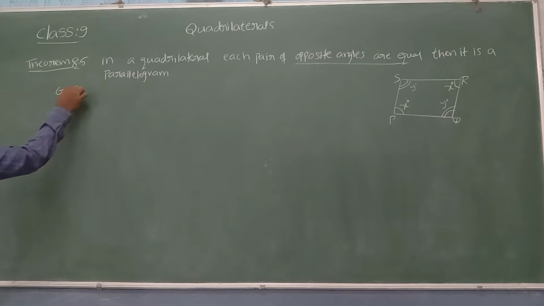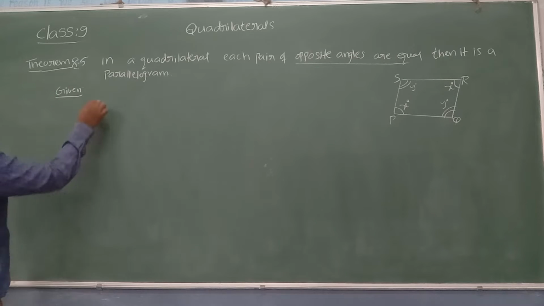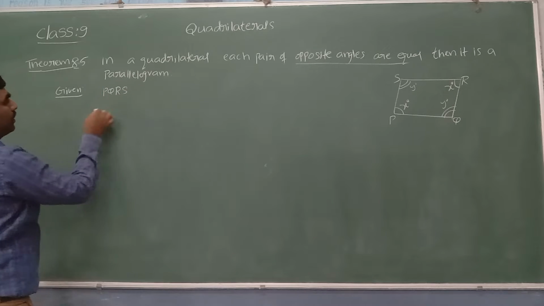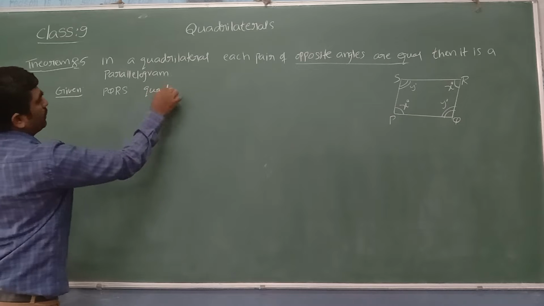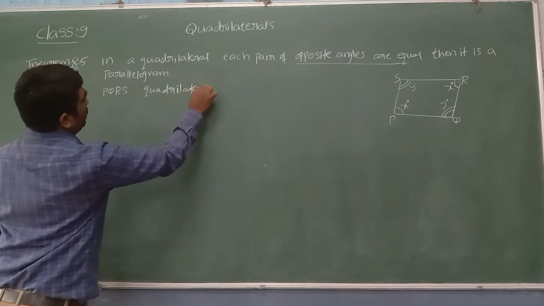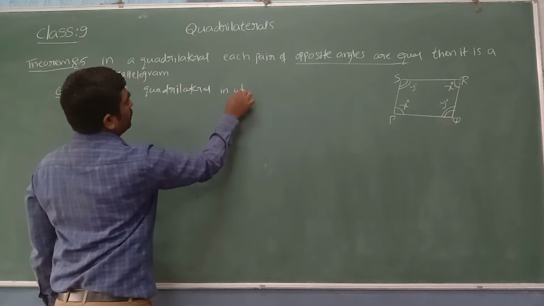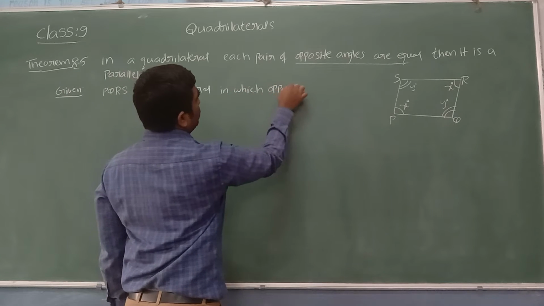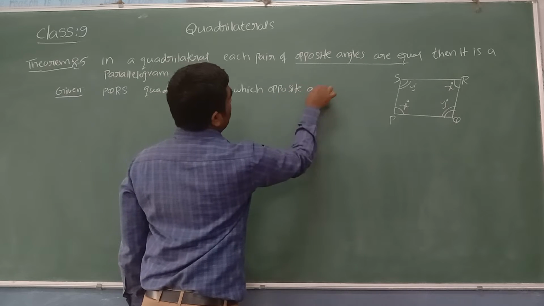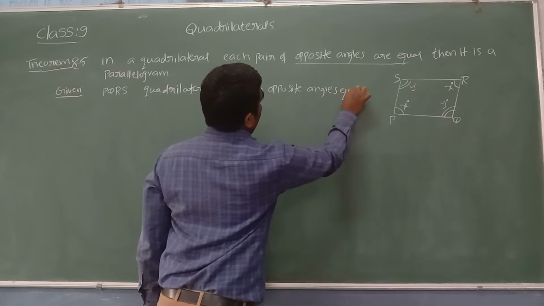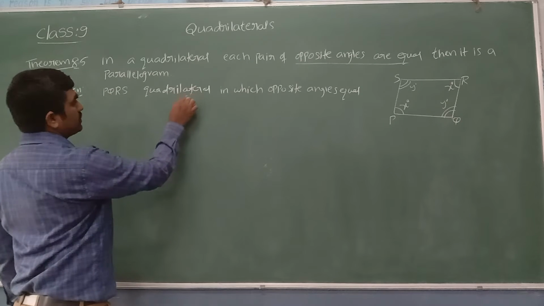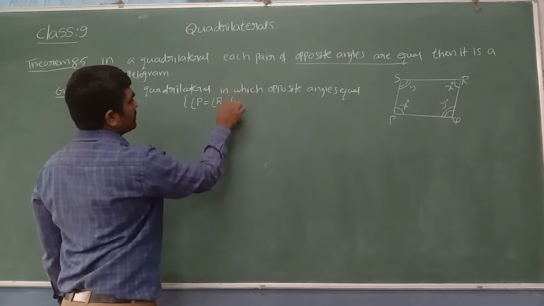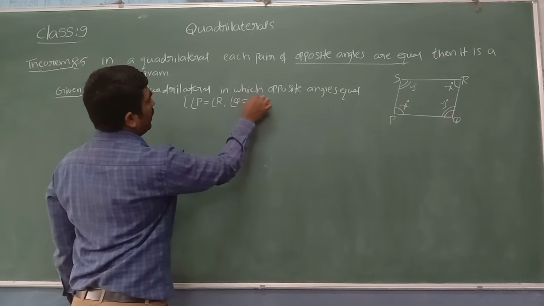So let me write here: given, PQRS quadrilateral, in which opposite angles are equal. What are the opposite angles? Sir, angle P is equal to angle R. Next, angle Q is equal to angle S.